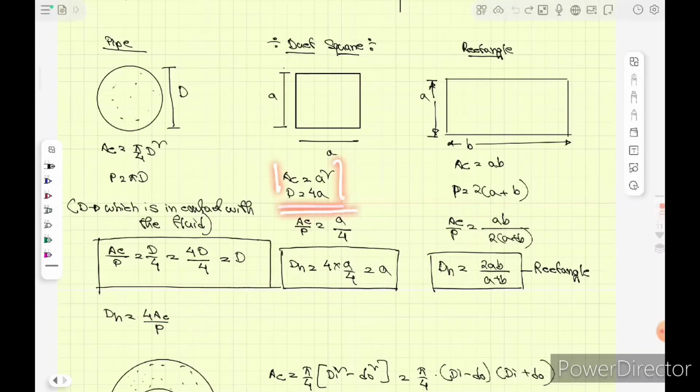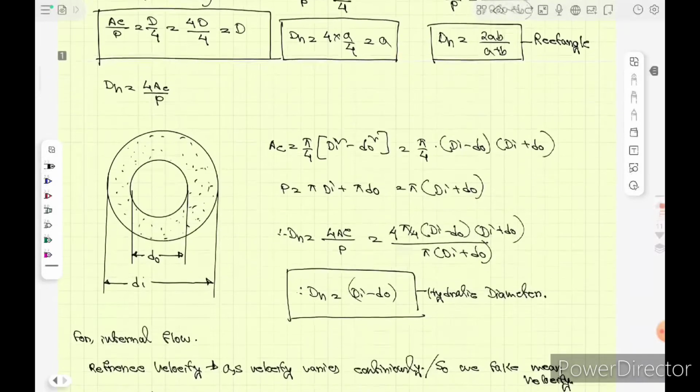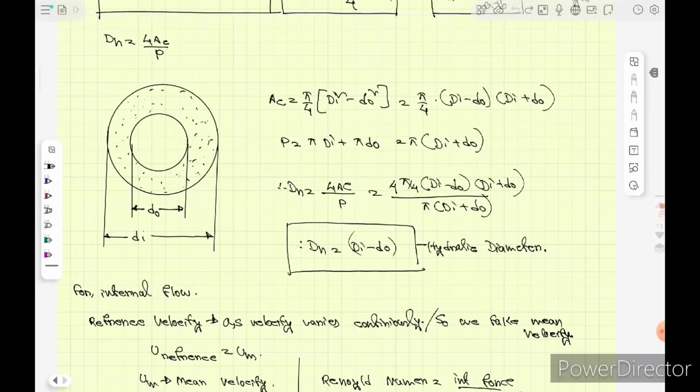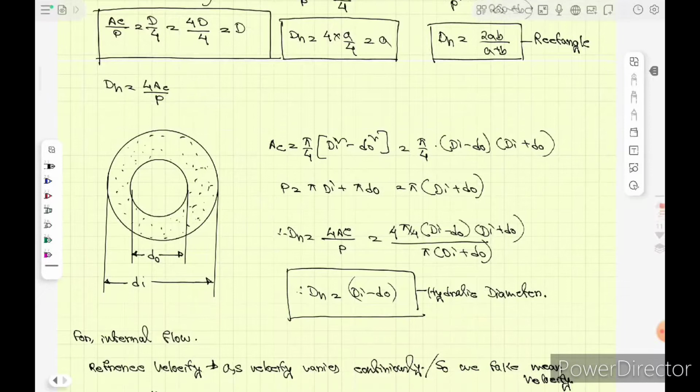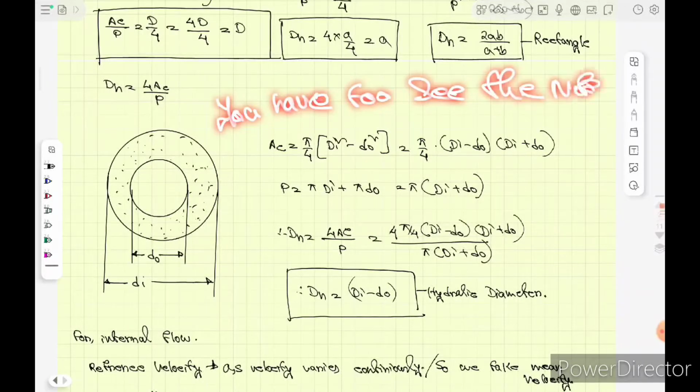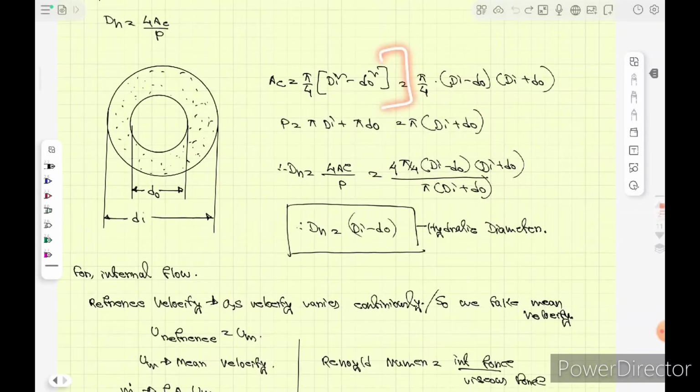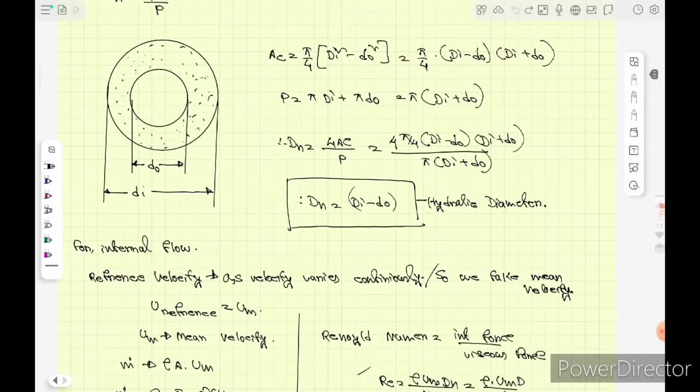So the harder one, this one. There was some name for this, but I don't remember. You have to see the note. Okay, now let's go. What is the area? Pi by 4 into Do square minus Di square, simple. What is the perimeter? The outer perimeter plus the internal perimeter. From here, what do we get? Hydraulic diameter would be DH equal to Do minus Di.